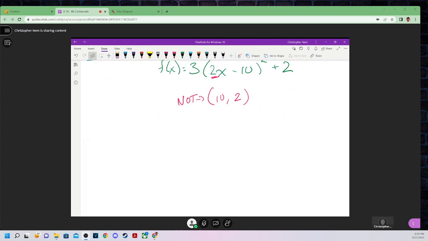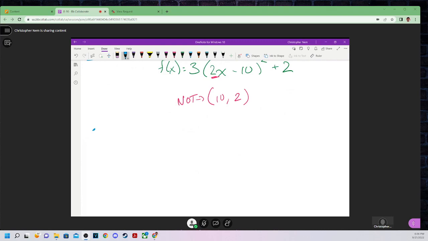Now, what happens? That's if I ask you to find a vertex given vertex form, that should be clear. What is interesting, and this is a question that will pop up on the midterm, I guarantee you it's going to pop up on the midterm. So I suggest you practice this.